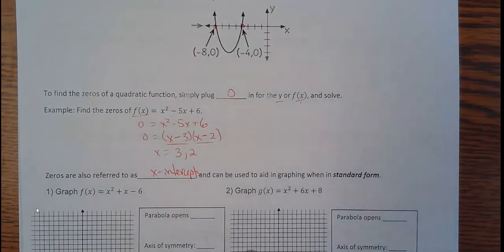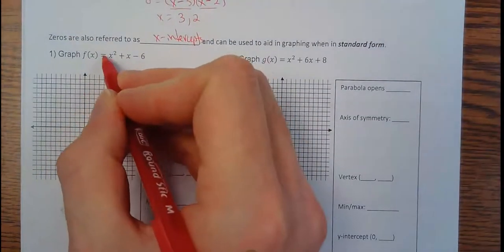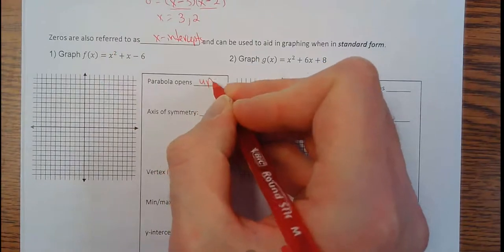It can be used, if you're trying to graph in standard form, you could use those x-intercepts. Okay. So first off, let's look at this function. Does this function open up or open down? It's a positive a, so it's open up.